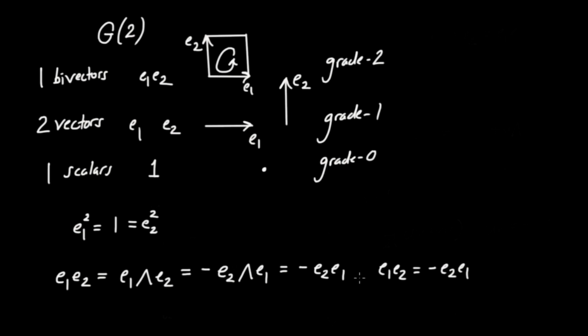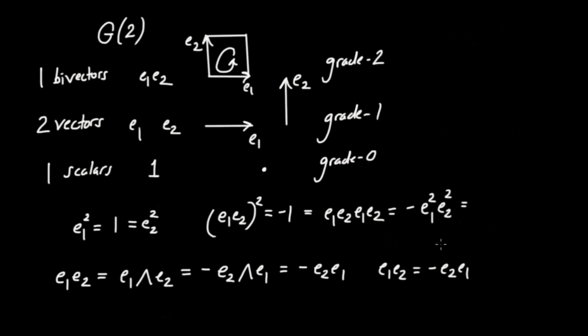And using these two computations, we can show that e1 e2 squares to minus 1. And just to review why that is, we have e1 e2 times e1 e2. We're going to switch the order of those two, sticking in the minus sign. That's going to give us minus e1 squared, e2 squared. e1 and e2 both square to plus 1, so we're left with a minus 1.